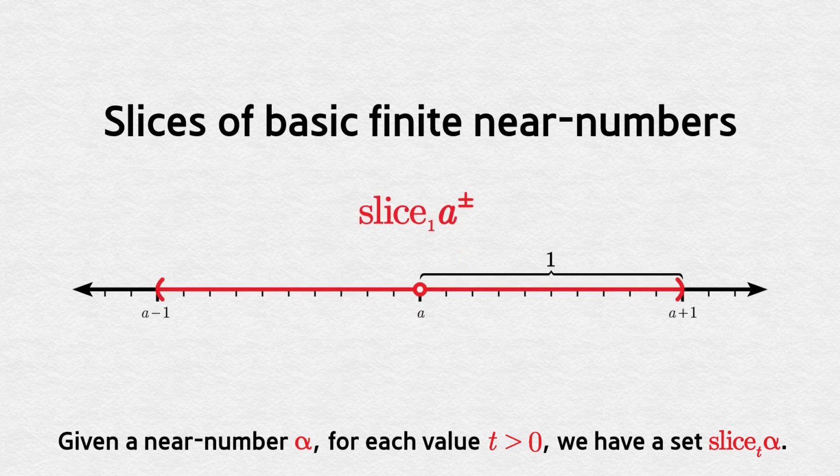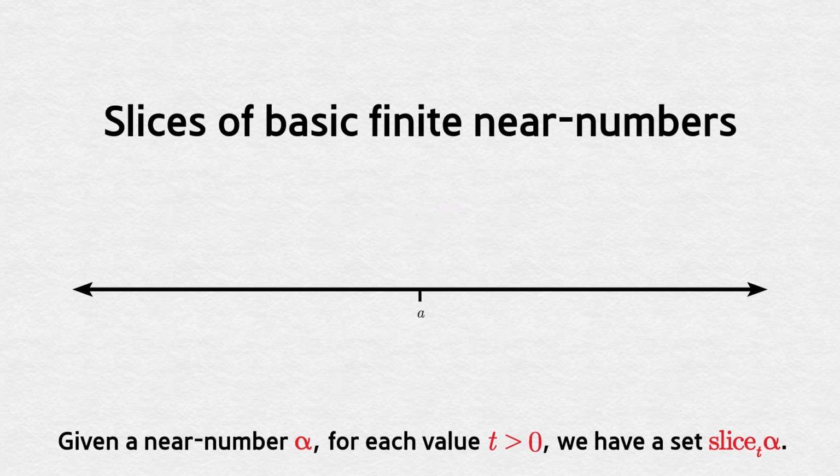So if t equals 1, we have the slice extending 1 unit left and right from a. If t equals 1/2, it extends just half a unit away. If t equals 1/10, the slice extends just a tenth of a unit away, and so on. There will be such a slice for each positive value t no matter how small, meaning that the near number squeezes forever closer to its limit.